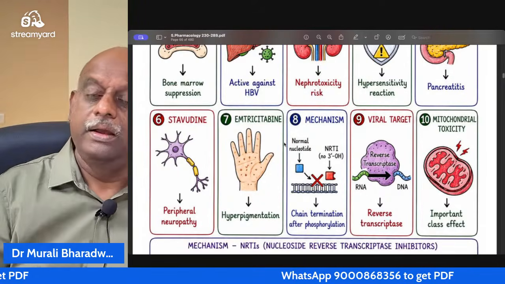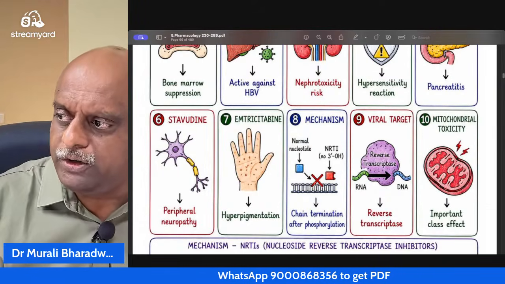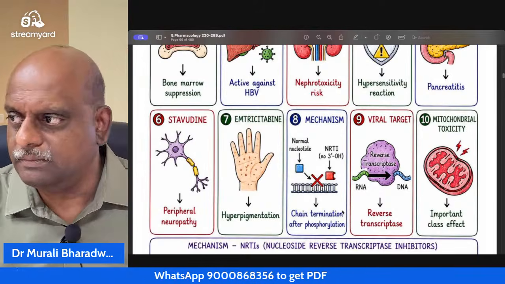So, if you look at the normal nucleotide, right?